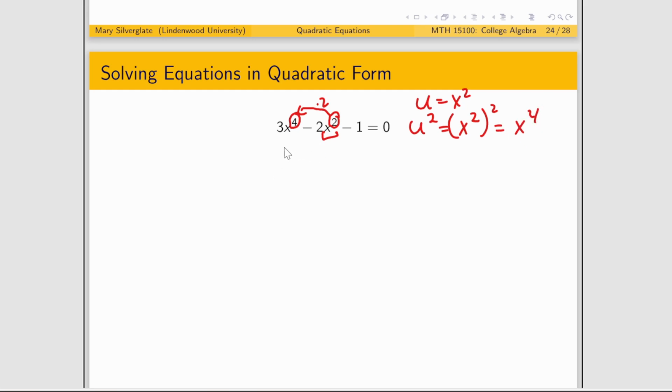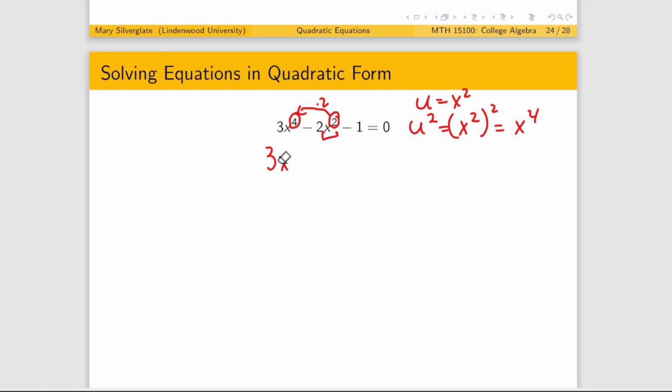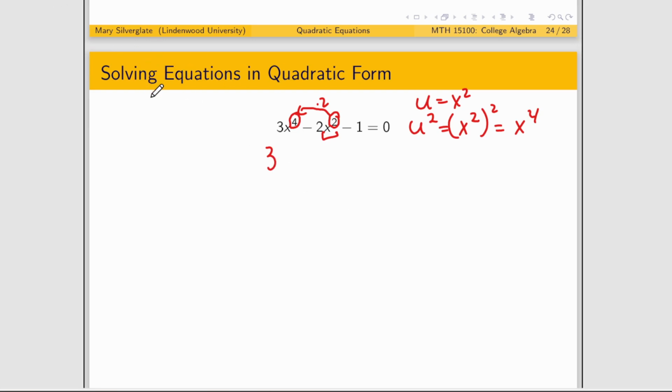So I can rewrite this in terms of u. My bad. So x to the fourth is the same thing as u squared, so 3u squared minus 2 times x squared, which is the same thing as u, minus 1 is 0.